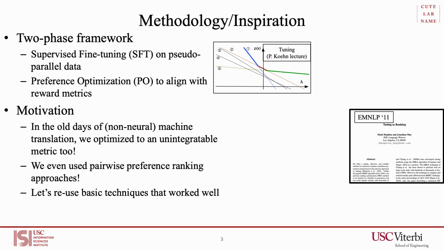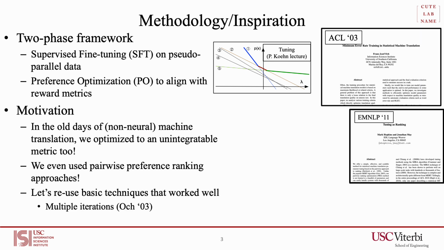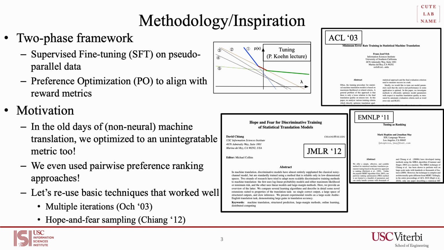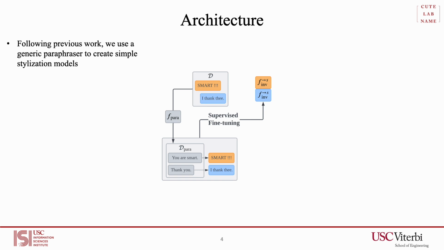So in this work, we wanted to see if the basic techniques that improved machine translation back in the day could also be used to improve alignment in the style transfer approach now. Specifically, we're going to look at running multiple iterations, a fairly standard approach that is underused, and being choosy about the pairs that we optimize on in what's called hope and fear sampling. So let's get into it.